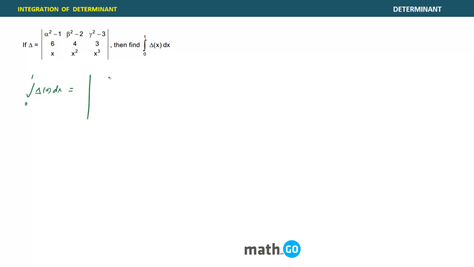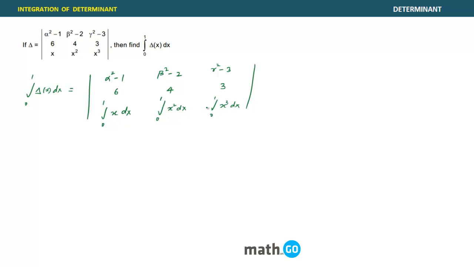So leave this component as it is, that is the first two rows. Only the component of x will have this particular thing, right? And this will be nothing but beta square minus 2 again as it is. This is 4. Yes, now you will say 0 to 1 x square dx. Then you will go from gamma square minus 3. This will remain 3. This will become 0 to 1 x cube dx, right? And you just integrated the determinant.